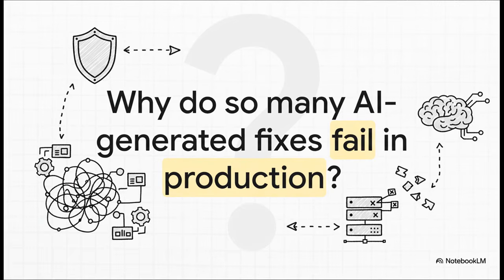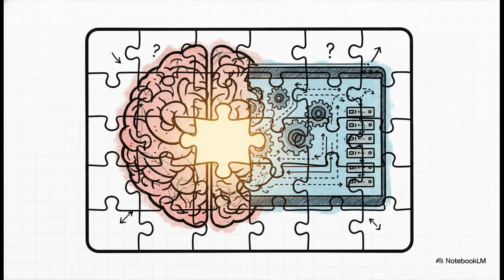We're all seeing AI being used more and more to speed up fixing security vulnerabilities. But here's the problem. A huge number of these AI-generated fixes just fail the moment they're deployed into a live environment. They might look perfect on paper, but in practice, they often end up breaking the application. And the reason why is surprisingly simple. They're missing one absolutely crucial element: runtime context.